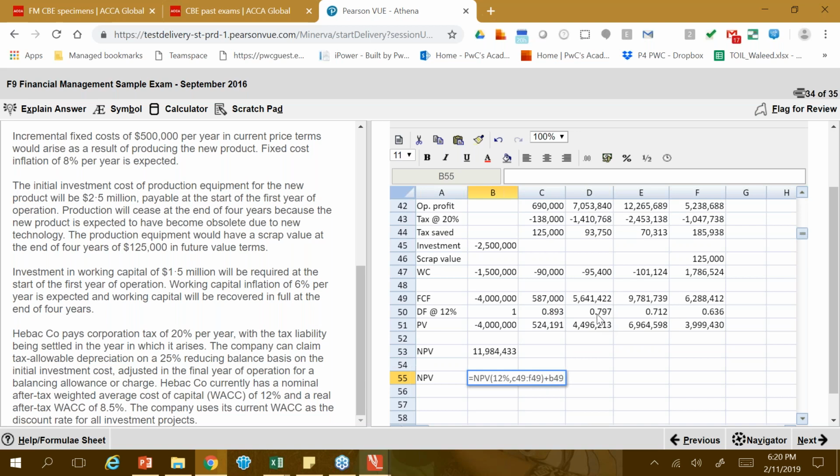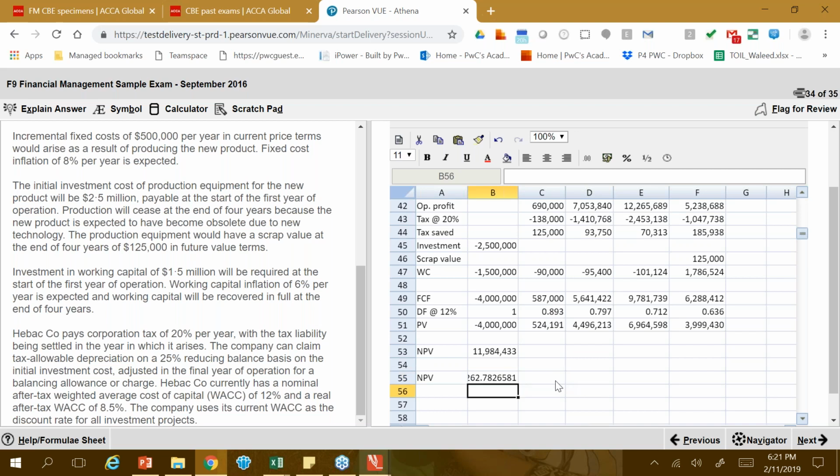What this function is doing is discounting the free cash flows of year 1 to 4 at 12%, and then taking the investment separately because investment is already in present value terms. So NPV, 12%, comma, C49 to F49, close the bracket, and then plus B49. These are all the free cash flows. And once we've done this, we'll get an NPV here, which comes out to be 11,980.